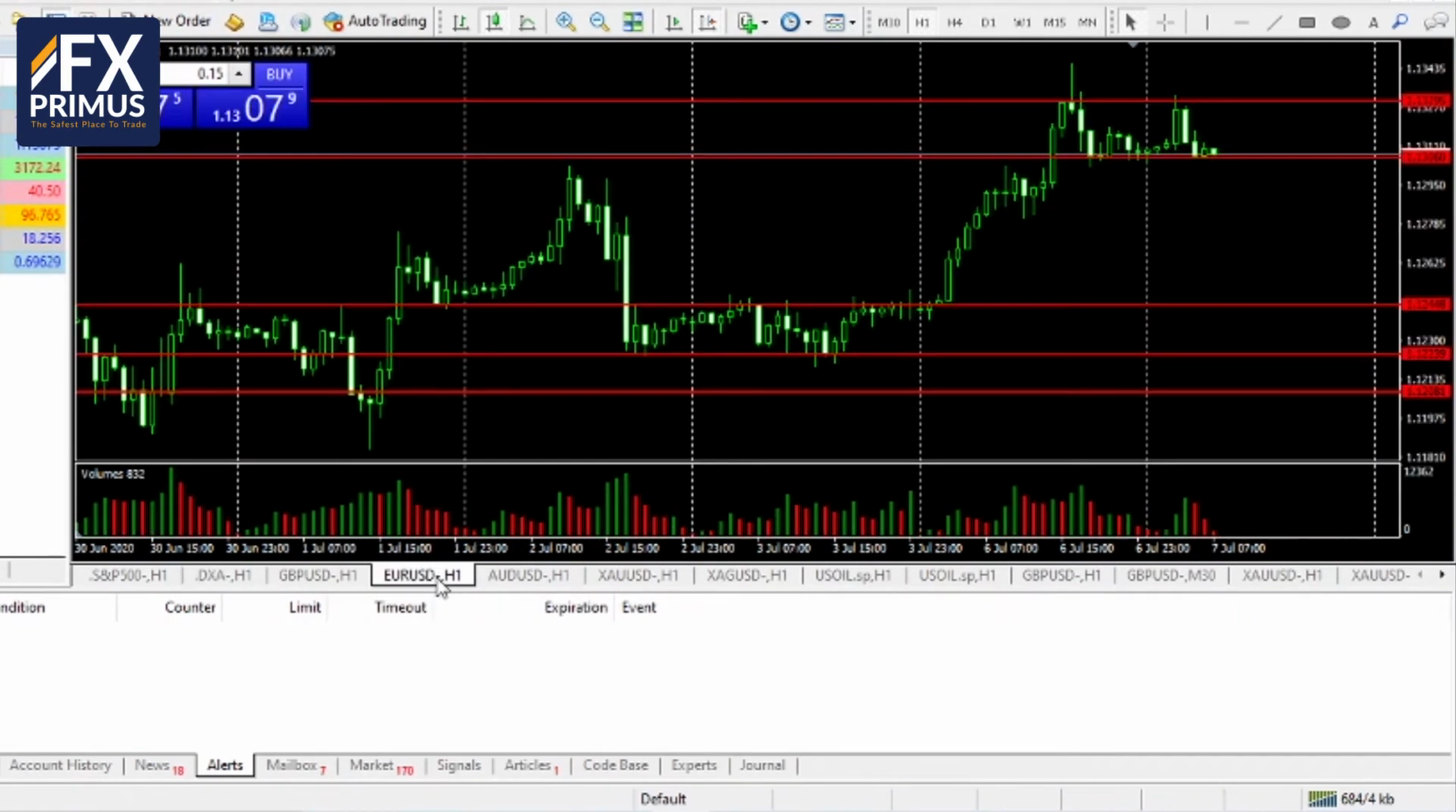And of course, if you are trading the euro dollar, you'll be able to understand that the sentiment for the euro dollar was mostly bullish.